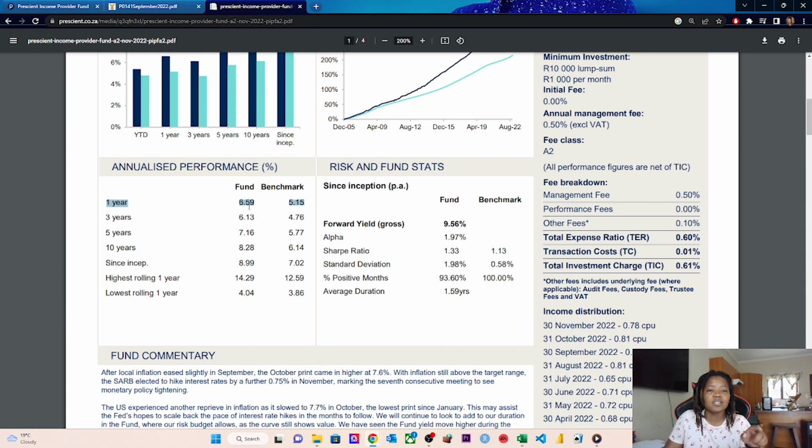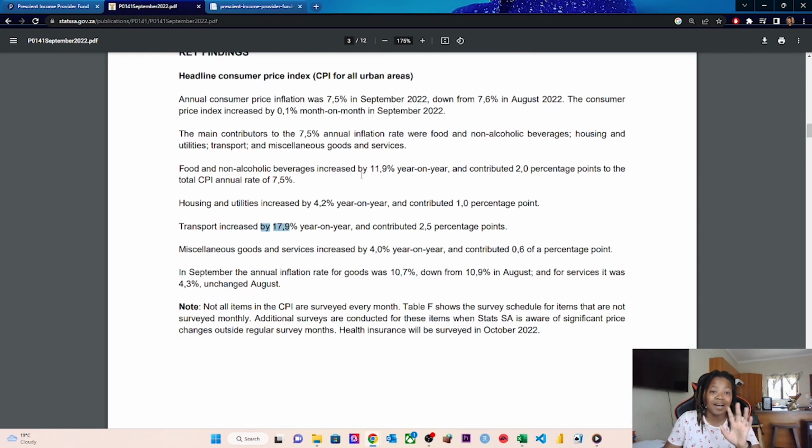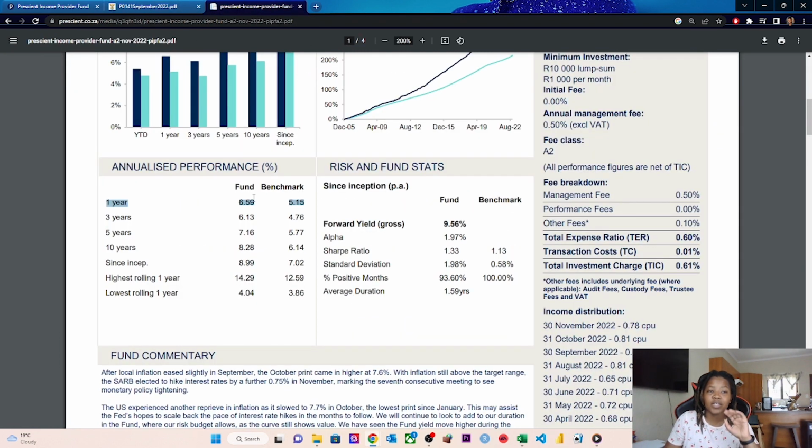So you can't look at this and say that it's lower than CPI because CPI last month was 7.5%, because you don't know what CPI was the previous months. So that's just something to be mindful of. It's not just a one-to-one, because here we're looking at monthly CPI, whereas here we're looking at an annualized performance number. Over 10 years, we've done about 8.28%.